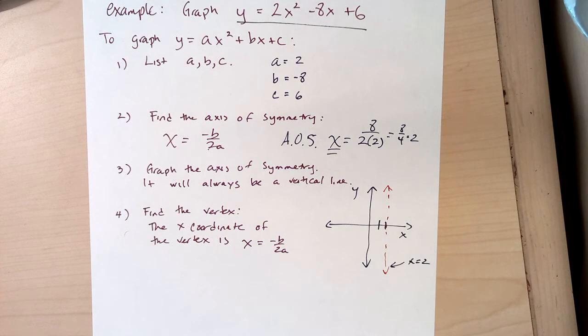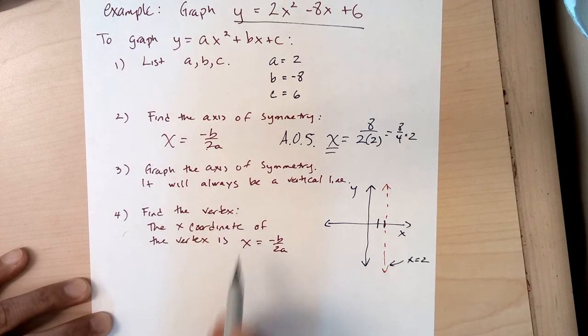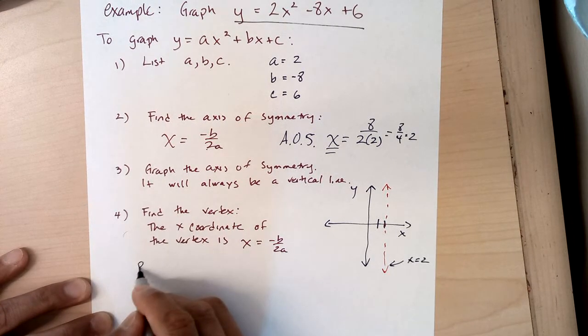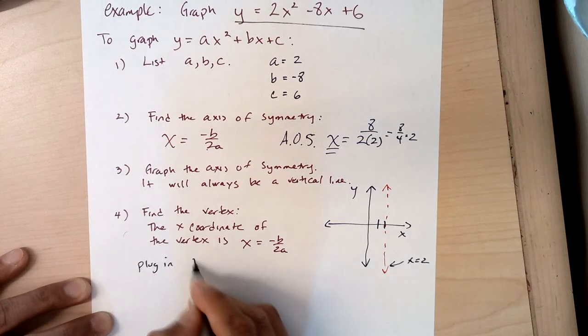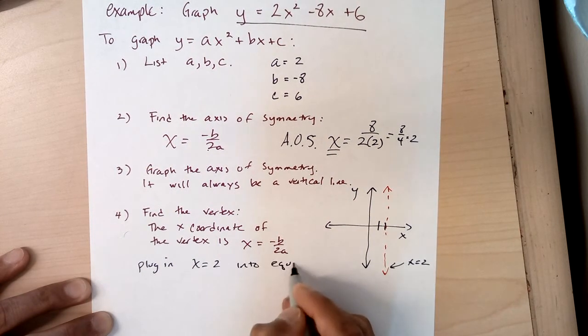And then if I go back to the original equation, y equals 2x squared minus 8x plus 6, here a is positive, so the graph should open up. It's going to be stretched vertically compared to y equals x squared as well. But to find out the y-coordinate of the vertex, because I need to find the vertex, it's going to be a point, I'm going to plug in x is equal to 2 into the equation to find the y-coordinate.